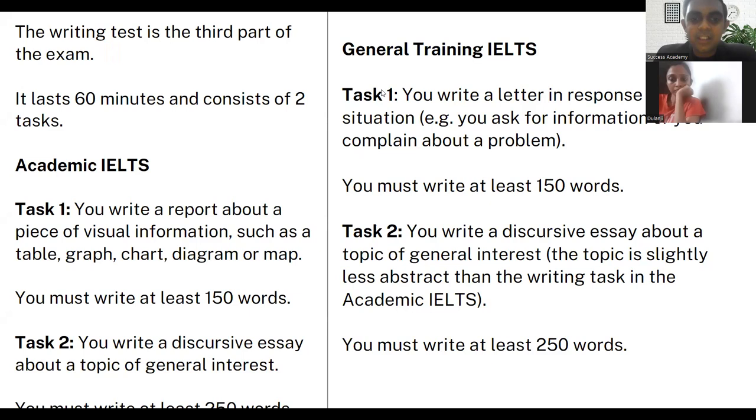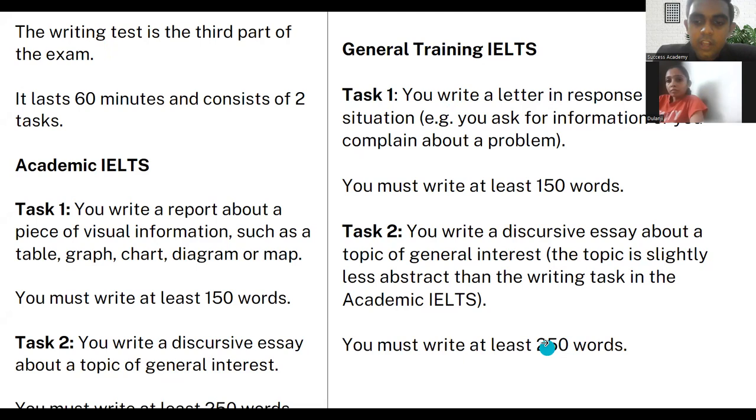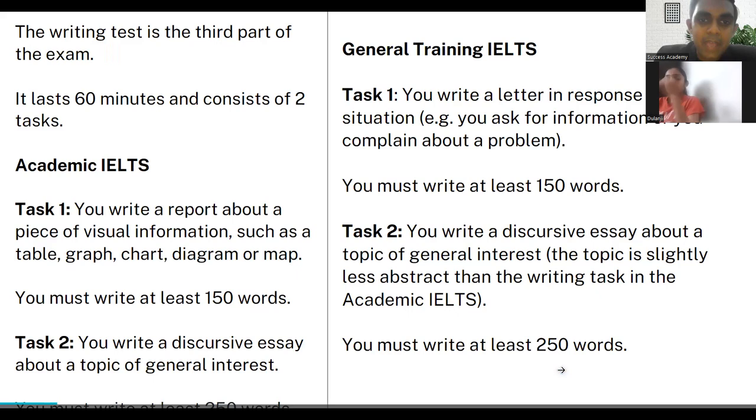No marks are deducted for extra words. There is no maximum word count. You can write as much as you want. But keep in mind, only 20 minutes for this, 40 minutes for this. Why? 250 words. Our recommendation, 275 to 300 words, if you're looking to get a good band score. Clear?